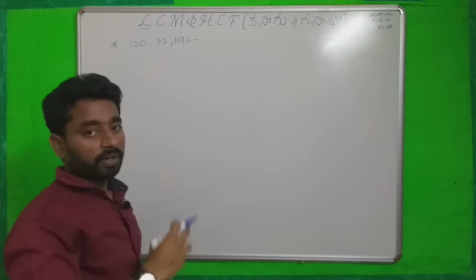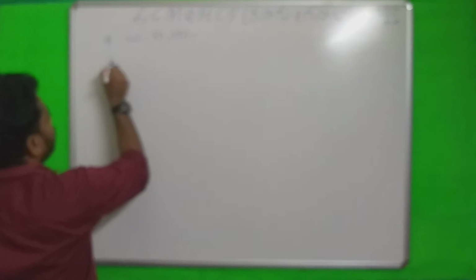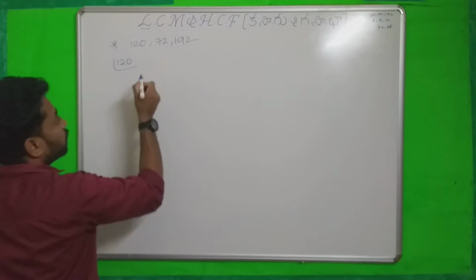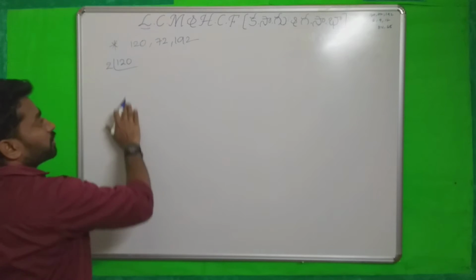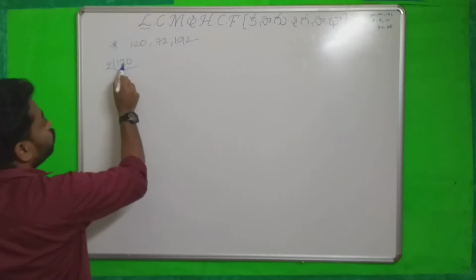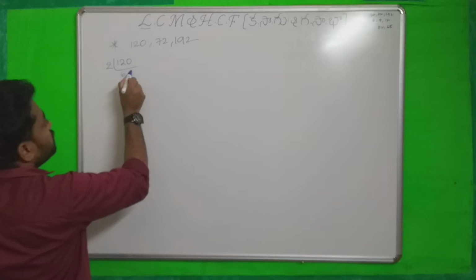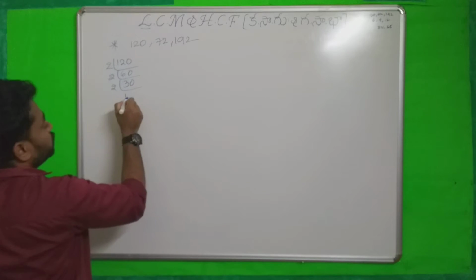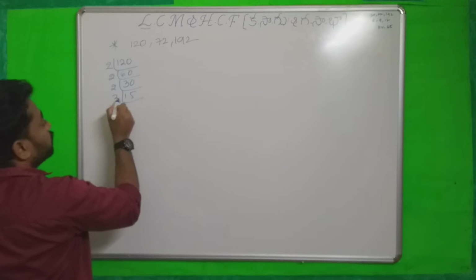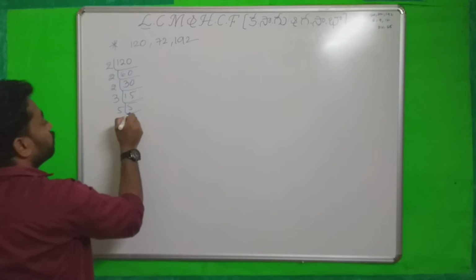So by writing factors, first I am going to do, first I have to write the factors of 120. Already in a previous class I explained the writing process. So prime factorization first we have to do. So 2 sixties are 120, 2 thirties are 60, okay, 2 fifteens are 30, and 3 fives are 15, and 5 ones are 5.